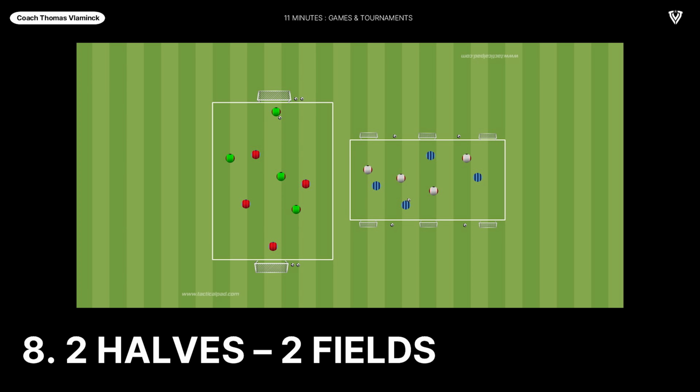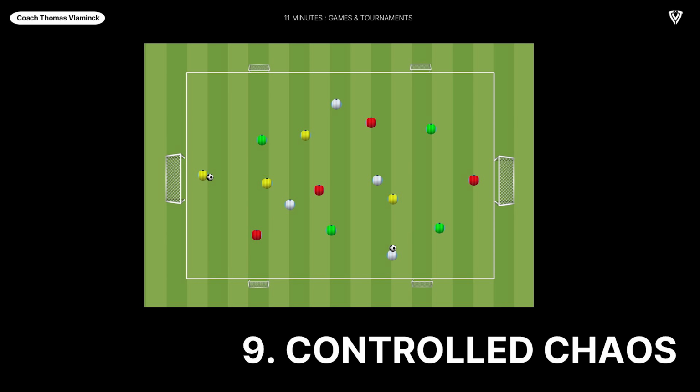8. Two halves, two fields. Start on one field, play the second half on another with different rules, for example only one touch allowed, or only weak foot goals count. Adapting is learning.